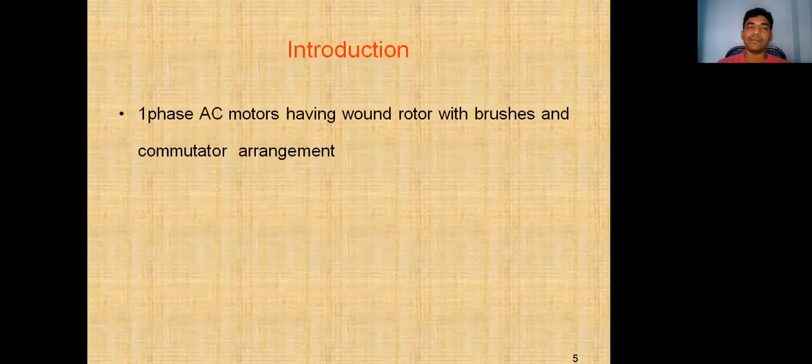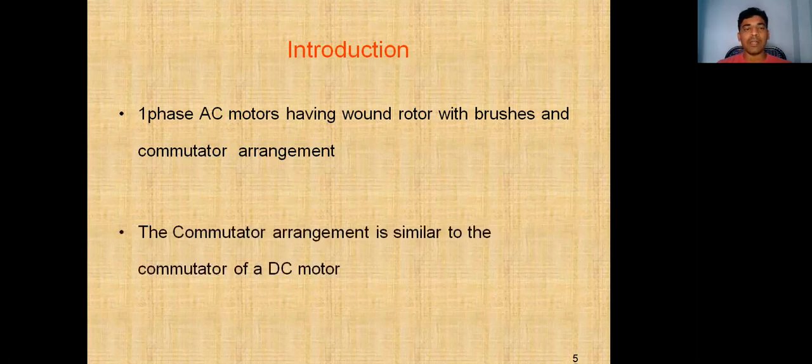Coming to the introduction, single phase AC motors have a wound rotor with brushes and commutator arrangement. The commutator arrangement is similar to the commutator of a DC series motor. We had discussed single phase induction motors having a squirrel cage rotor, but if we use a commutator arrangement, it looks similar to a DC series motor.